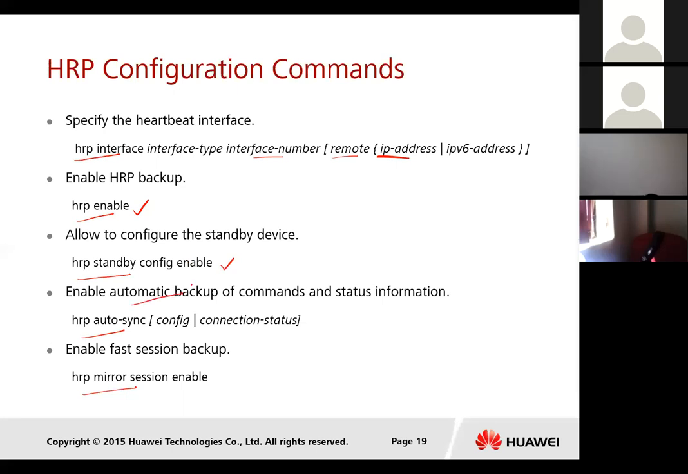Auto backup configuration, auto sync. Okay, auto sync the config or auto sync the connection status. By default, they allow both. And mirror the session tables. So all this need to be enabled on both sides for you to perform the HRP between the 2 firewalls.